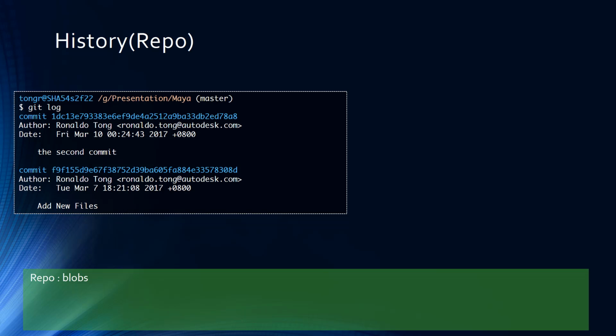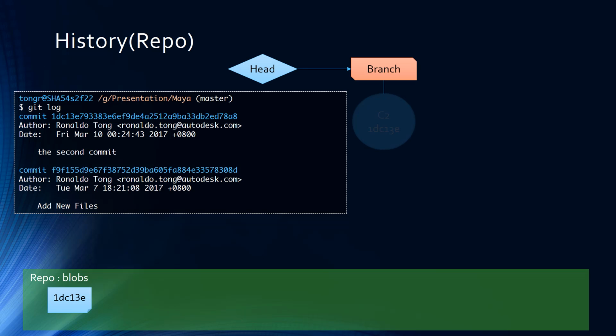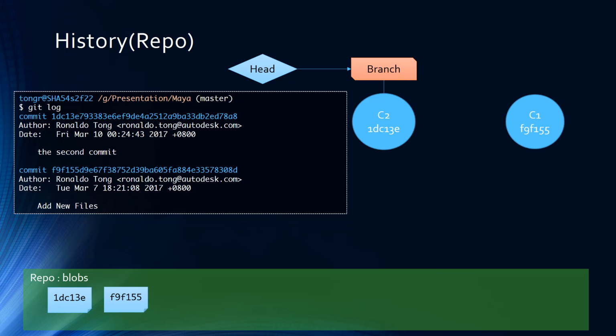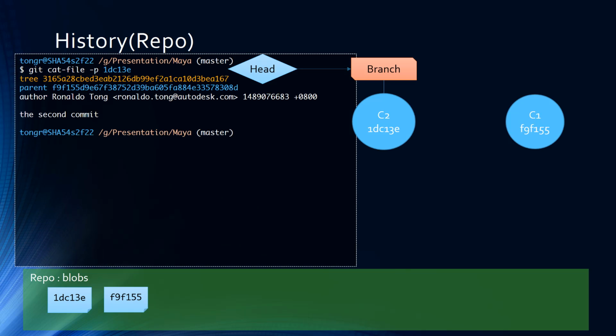The log told us we have two versions in all. The latest version is saved in a blob named 1dc13e in the Git repository. The former one is saved in a blob f9f155. Continue, check the first commit. By the description, we find the commit has a parent commit f9f155, which is the former commit shown by the log information. Sounds good. It is consistent with our thinking.